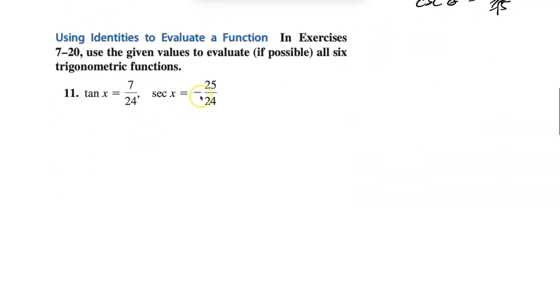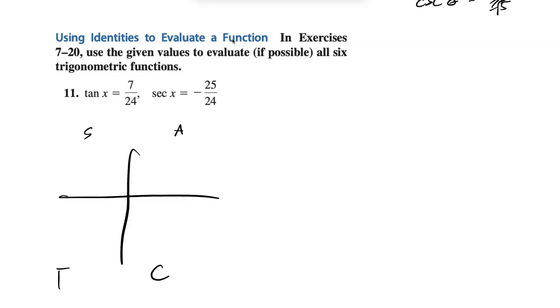Next one. In the exercise, use the given values to evaluate, if possible, all 6 trig functions. So same idea. What's changing here? Well, nothing really. It's the same concept. You just have to figure out what quadrant you're in and make a triangle. So, All Students Take Calculus. Tan is positive, so that's going to be A and T.